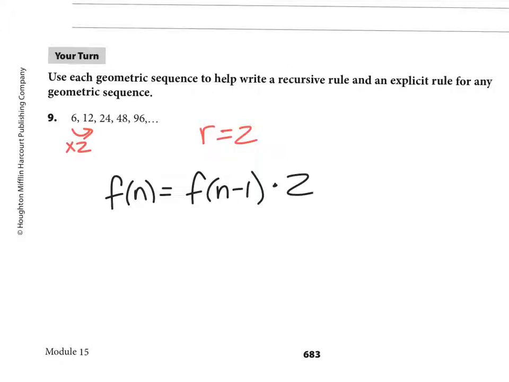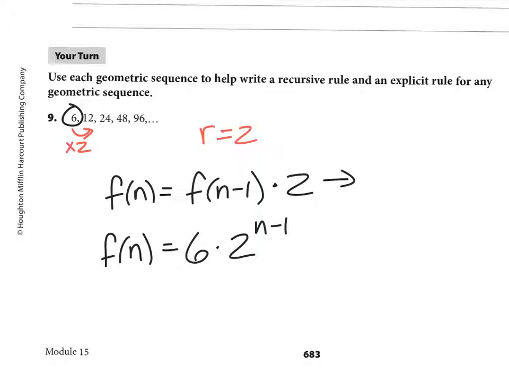Okay, so that's a recursive rule. An explicit rule would be f of n equals my first term, which was 6, times 2 to the n minus 1. Now, one thing I didn't specify that I need to clarify here: when you do this, you've got to state n is greater than or equal to 2. The reason is that if you put 2 in here, that's going to give you the first term, and that's what you start with. 2 minus 1 would be 1, and that's what they give you here. If you put 1 there, 1 minus 1 would be 0. You don't know what the 0 term is.